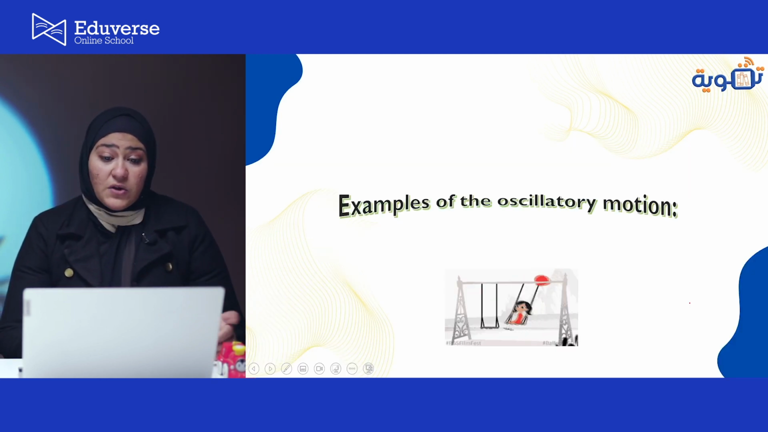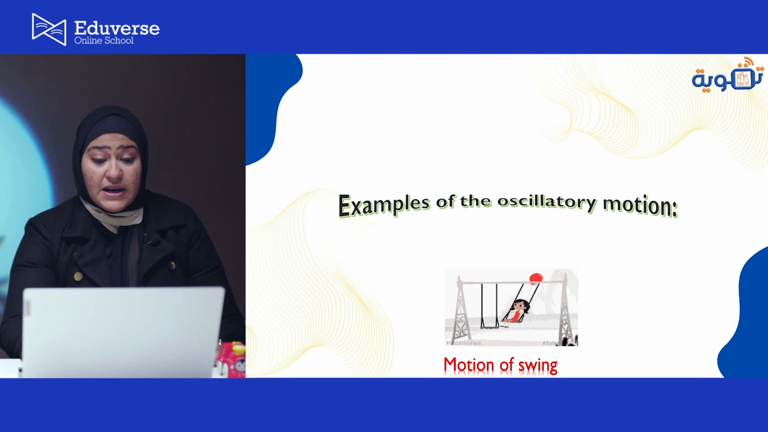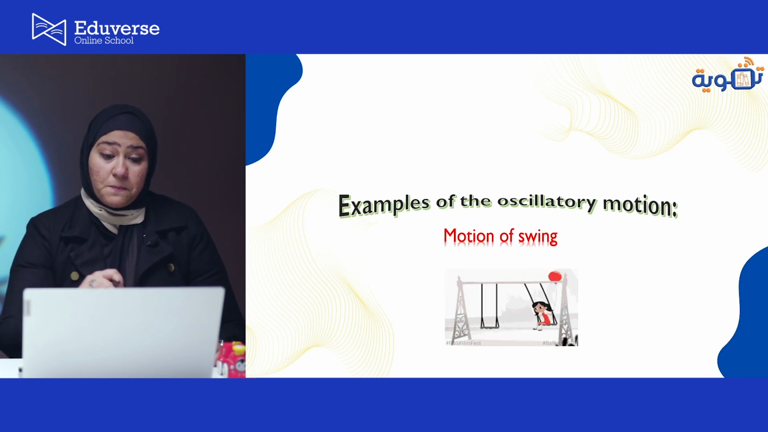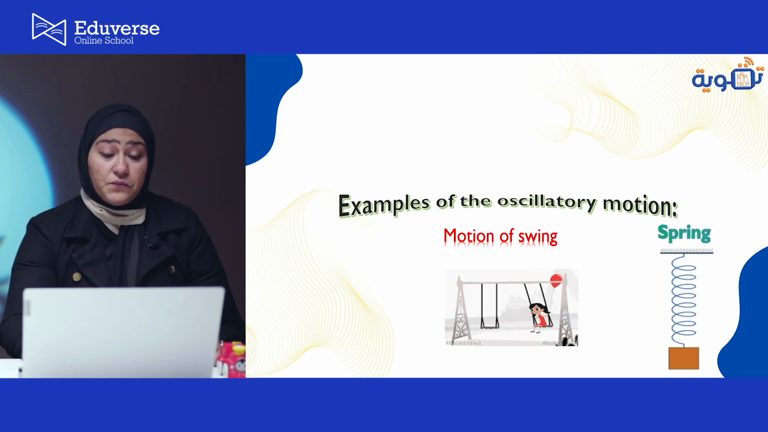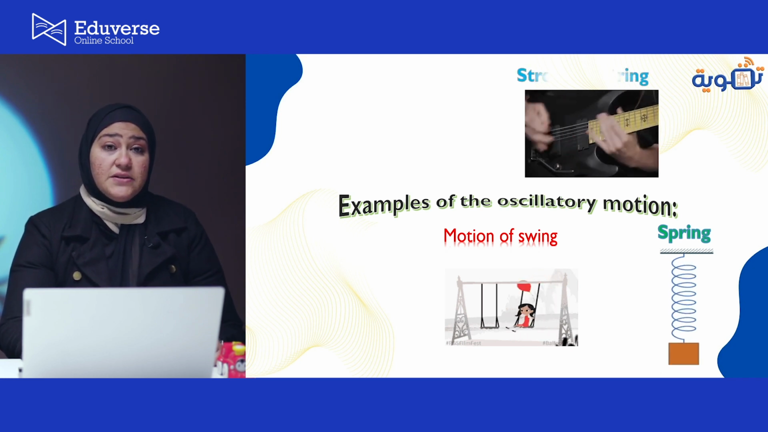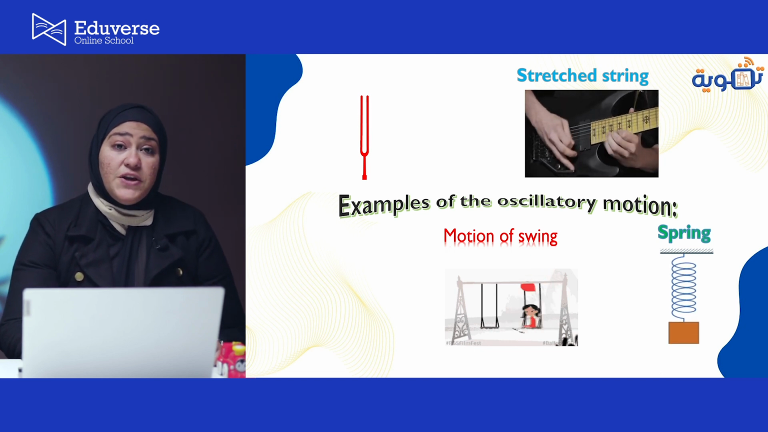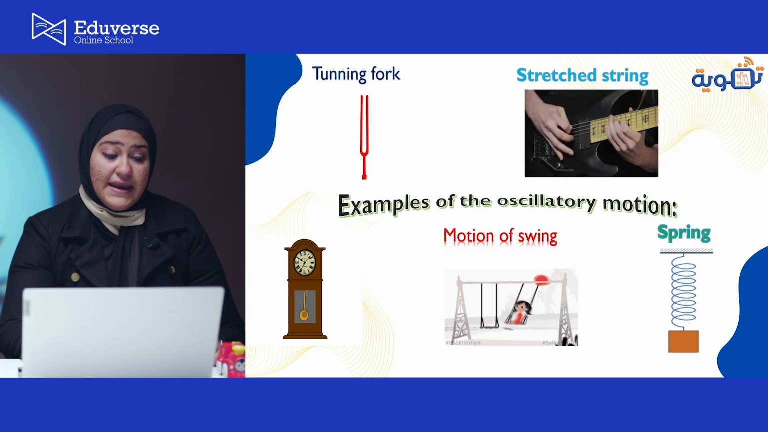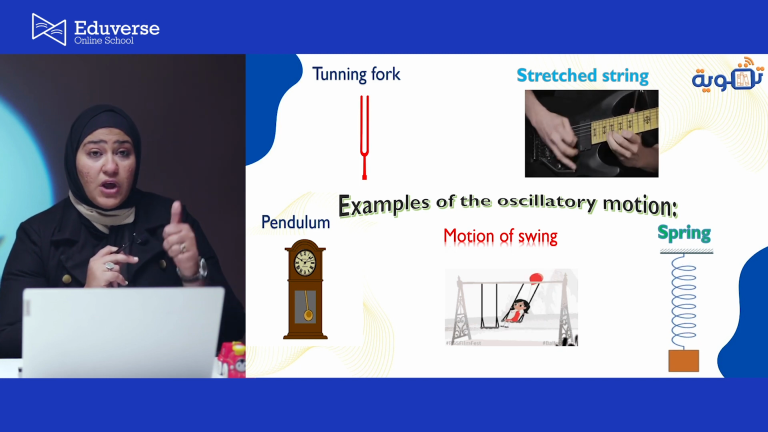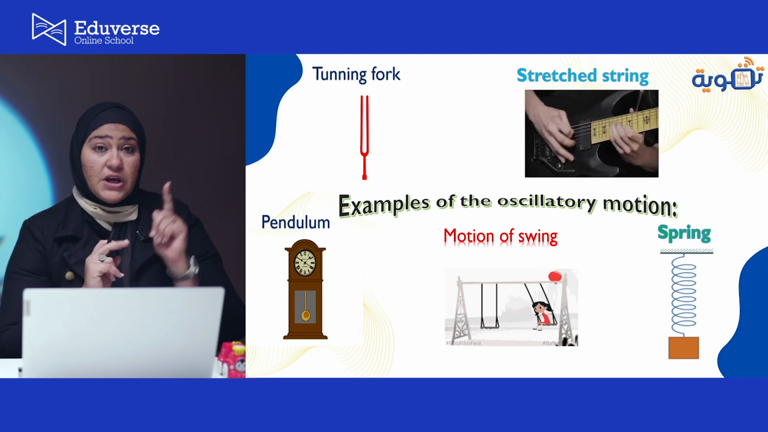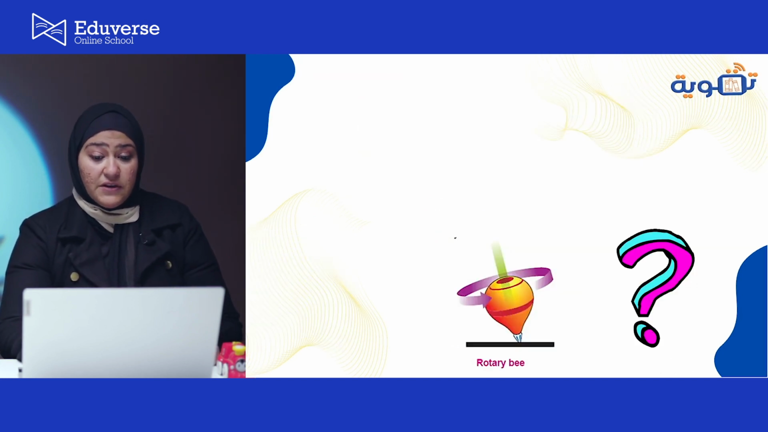Okay, let's talk about examples of oscillatory motion. Yes, for example, like we see now, the motion of a swing. Number 2, amazing. What is it called? It's called a spring. What else? Stretched string. And what is this? Yes, it's a tuning fork, and also a simple pendulum. So we have many examples. The first one, motion of a swing. Number 2, spring. Number 3, stretched string. Number 4, tuning fork and pendulum.